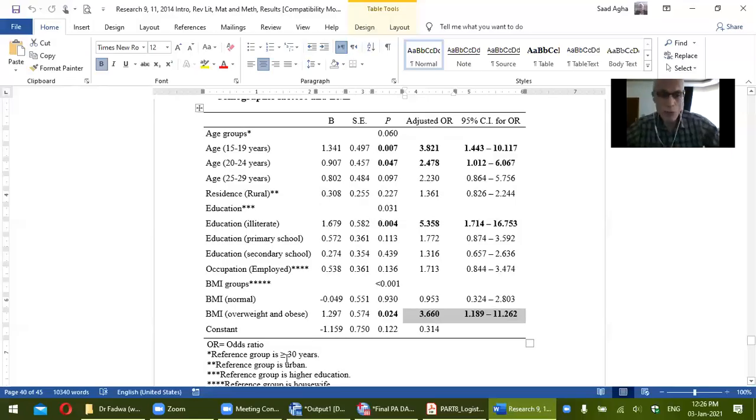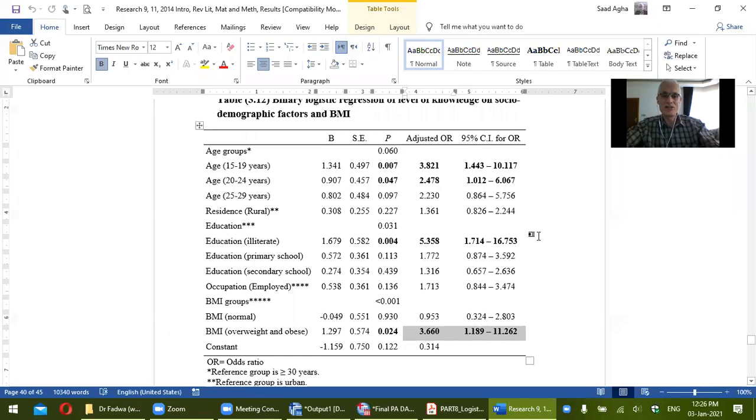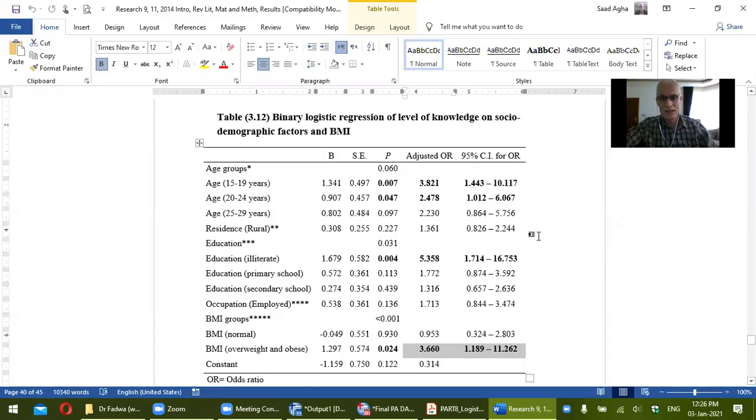They have more experience. So we put them as a reference group and compare to them the younger age group. And really, we discovered that the younger age group have lower knowledge, or they are at risk of low knowledge. So this is logistic regression, and it is very useful in studying the relation between exposures, factors, and an outcome or a dependent variable. Okay.